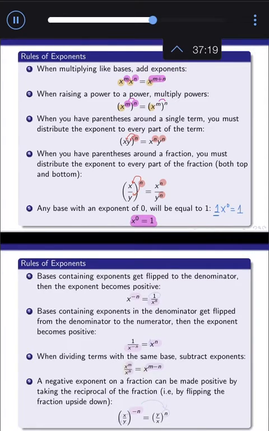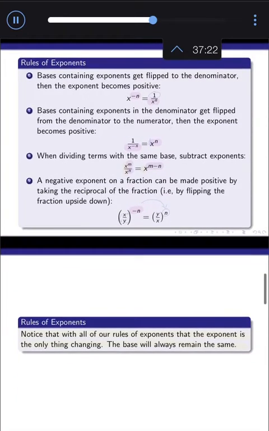Rule number 6 says that if we have a negative exponent that we want to get rid of, that's on the top of a fraction, we're going to move it to the bottom, and the negative exponent will turn into a positive exponent when we do that. Just be careful that there's always a hidden 1 if we don't know what's remaining on the top.